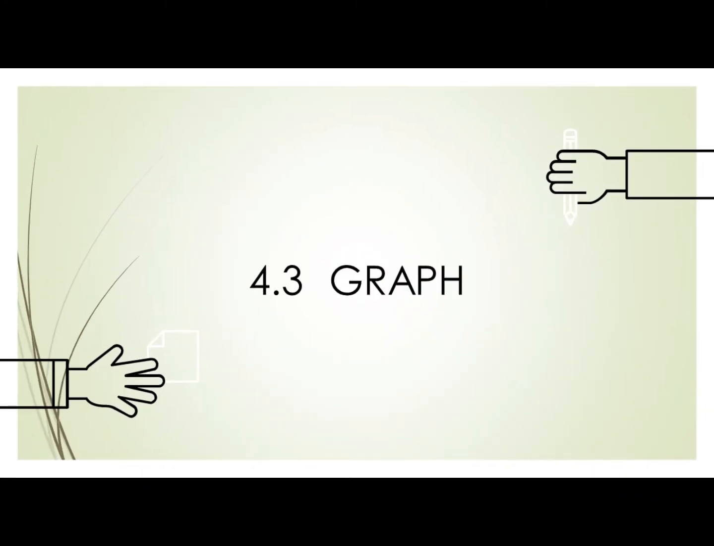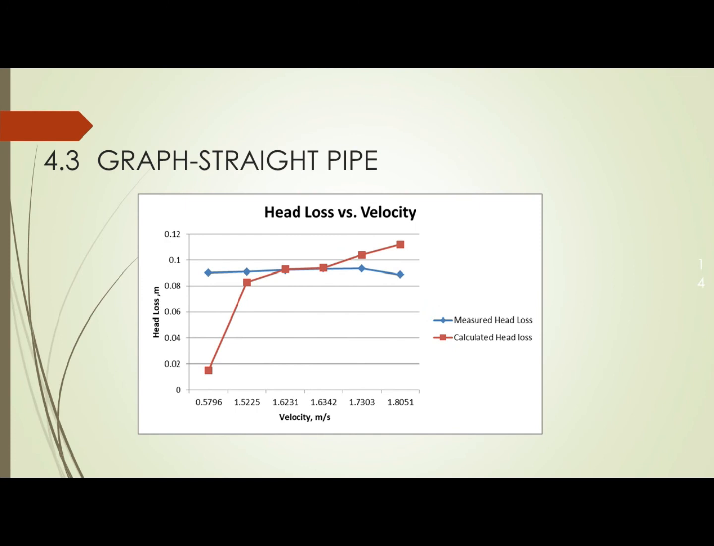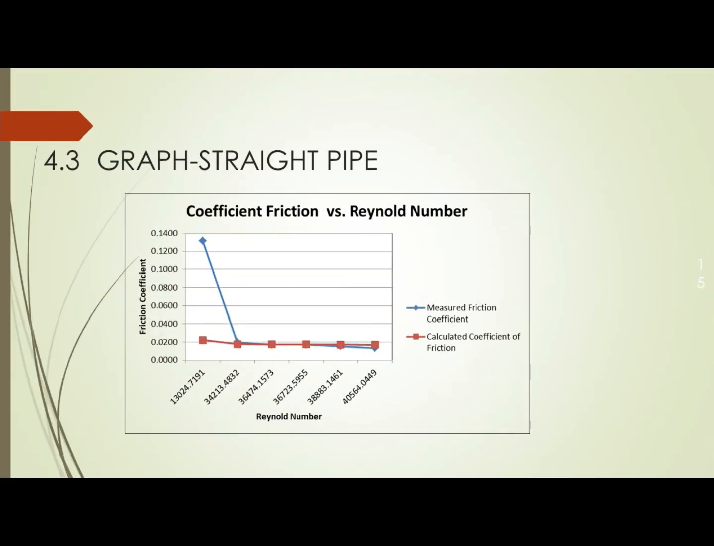Next, we go to the graph. Here I provide the straight pipe graph of head loss versus velocity profile. For this graph, as you can see, the blue line is the measured head loss. It increases steadily as the velocity increases. However, the calculated head loss increases rapidly in the beginning and then steadily as the velocity increases. So what we can conclude here is that the head loss is directly proportional to the velocity of the fluid in the straight pipe.